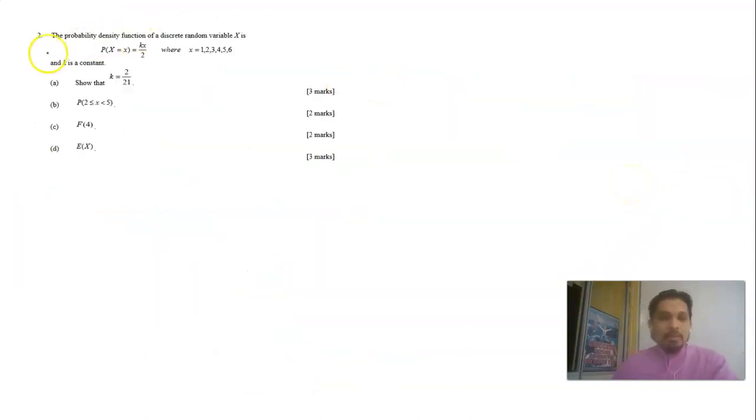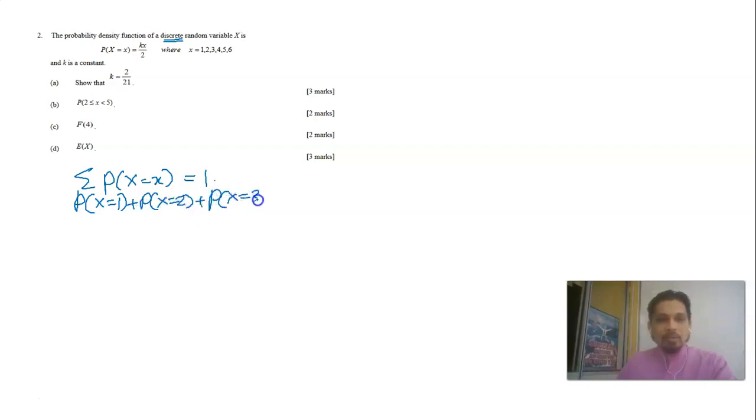So now, question number two. The probability density function of discrete random variable x is given here, and k is a constant. Show that k is 2 over 21. As we know, the summation of all the probabilities of x, since it is discrete here, is equal to 1. Okay, we have values of x: 1, 2, 3, 4, 5, and 6. The probability of x equal to 1 plus the probability of x equal to 2, plus the probability of x equal to 3 plus the probability of x equal to 4, and x equal to 5, and x equal to 6, equals 1.